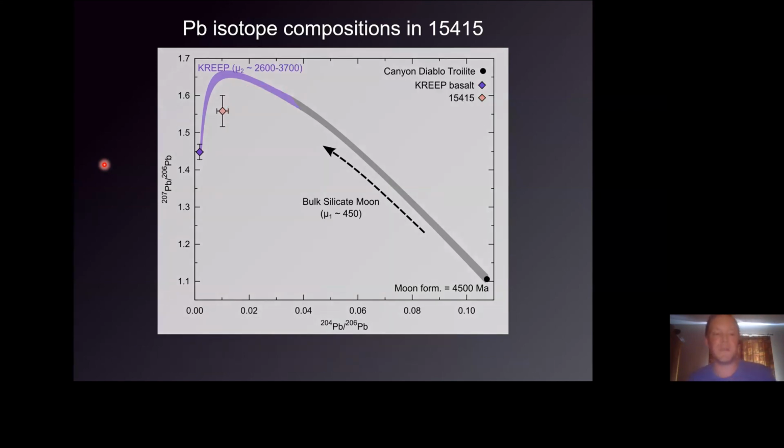So let's simplify this plot. We'll take out the basalts because Renaud's done a great job of talking about the basalts. We'll just look at KREEP for now. And so you can think of the gray line as your magma ocean evolving, and then you have your KREEP source evolving at the very end, or forming at the very end of magma ocean crystallization and continuing until we get this Apollo 15 KREEP basalt.